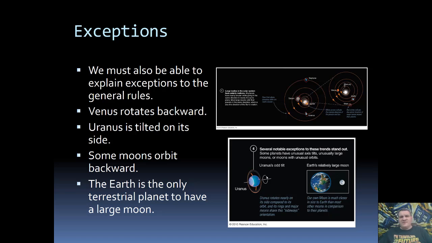There are some moons which orbit backward from the way that we expect. Moons should be orbiting around the planet in the same direction that the planets rotate, but we find that some moons are rotating backwards. We call this a retrograde rotation. And another strange property is that the Earth has a large moon. There are only 7 large moons in our solar system, and the only terrestrial planet to have one of these large moons is the Earth. This is weird. We're going to need to be able to explain it at some point.